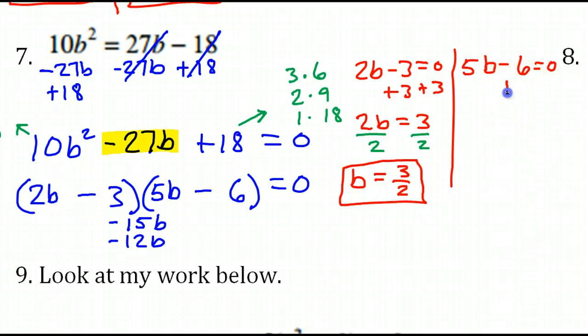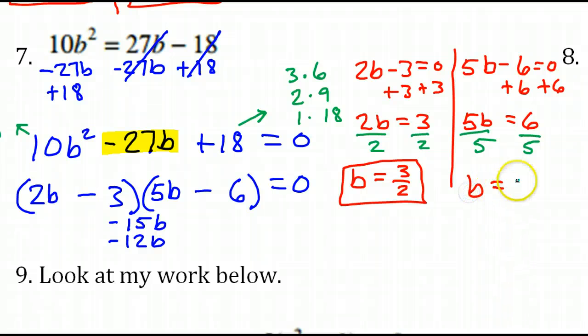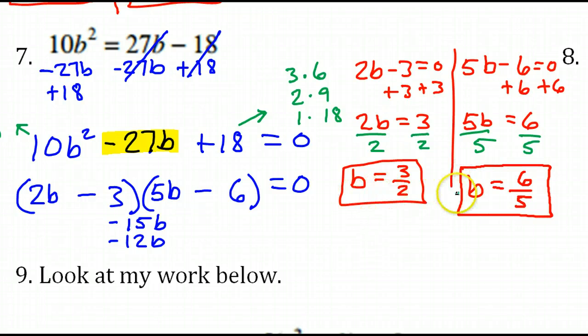Okay, meanwhile up here I can add 6 to both sides. So that'll give me 5b is equal to 6. And then dividing both sides by 5, I get b is equal to 6/5. Alright, so these are the two solutions for number 7.